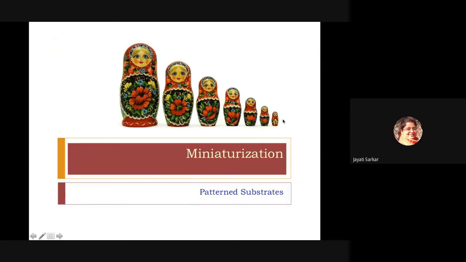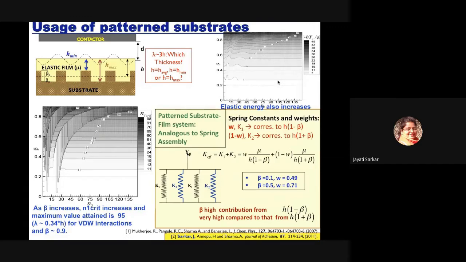So, like liquid films, we are also interested in finding out the miniaturized patterns in elastic films, and how to get them. So what we can do is use a patterned substrate in these cases. We thought of creating a patterned substrate and seeing whether we can get miniaturized patterns in elastic films as well, because you can see that lambda is dependent on 3h, where h is the thickness of the film. So the question that comes is, what h will it take if you have a patterned substrate? Whether it will take an h minimum, an h maximum, or an average h? Whether the wavelength will actually decrease if I have a patterned substrate.